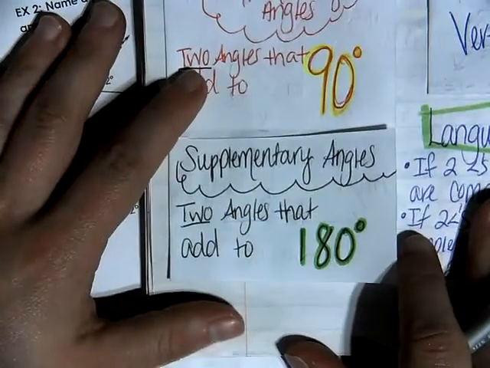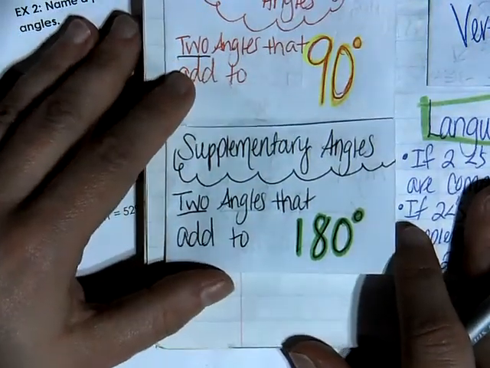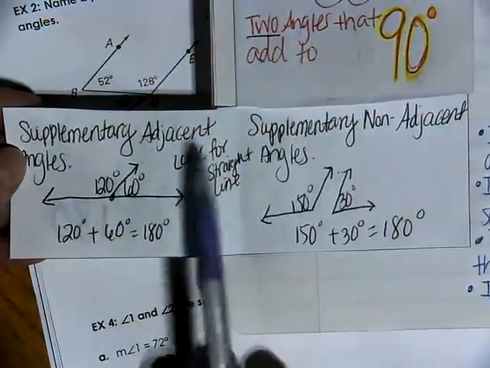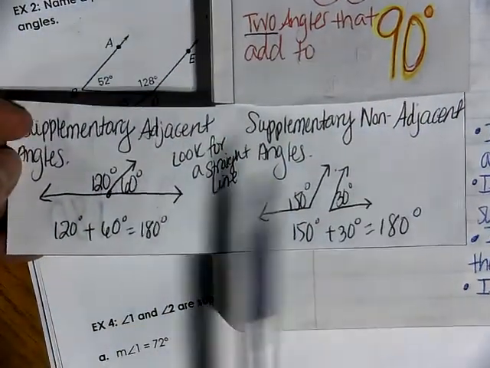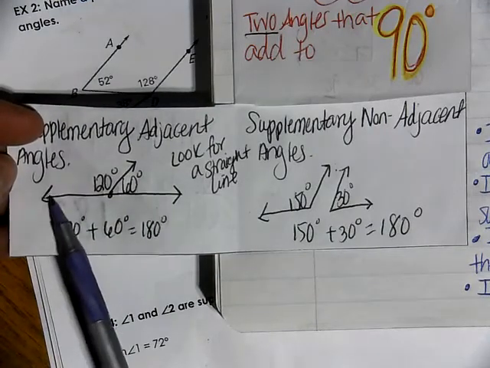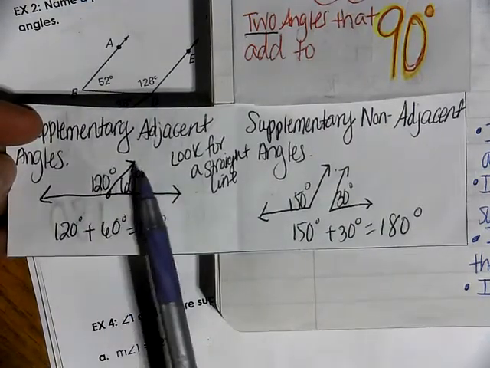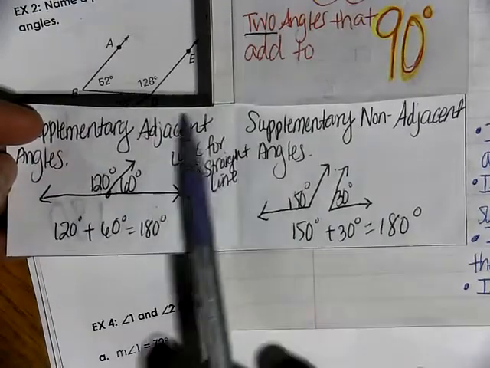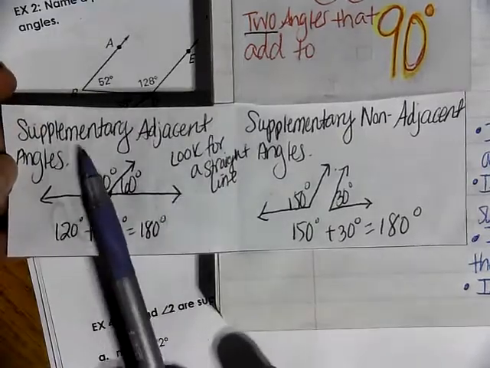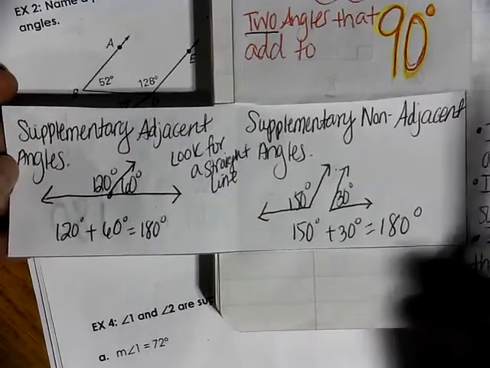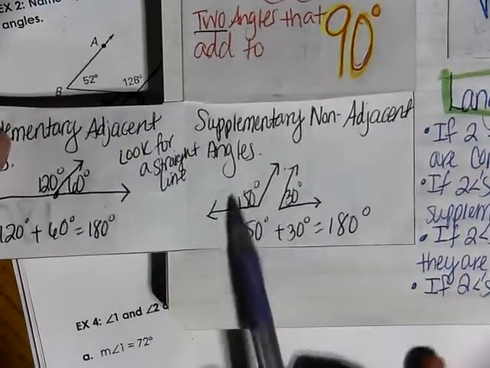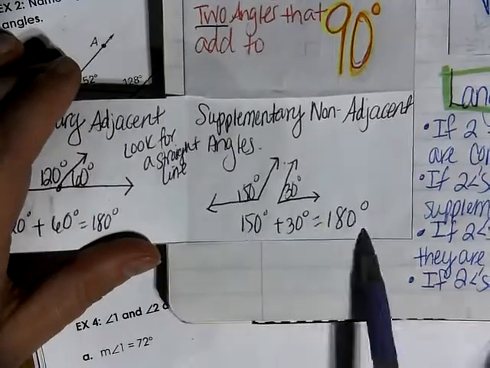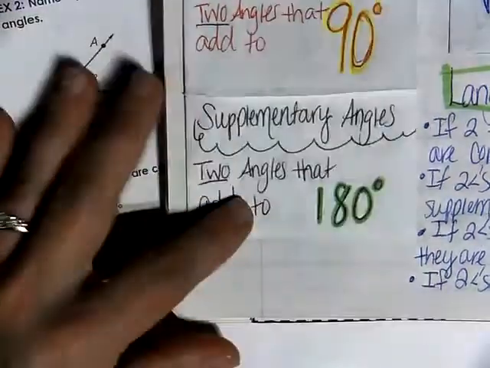And finally, we have supplementary angles. That is two angles that add to 180 degrees. And once again, they can be adjacent or non-adjacent. Adjacent angles meaning that they are connected to each other, this one being 120, this one being 60, and together they add to equal a straight line. So you always want to look for a straight line when it comes to supplementary angles. They could also be non-adjacent, so just two random angles with no relationship to each other other than the fact that they add to equal 180 degrees.